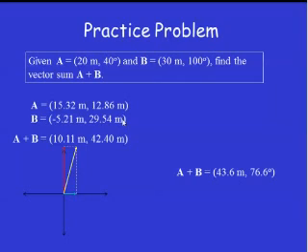Then the next step is you add the components. So if you add 15.32 meters plus negative 5.21 meters, you will get 10.11 meters. That is your x component of the vector sum. Then you add 12.86 meters and 29.54 meters, you get 42.40 meters. That is your y component of the vector sum.